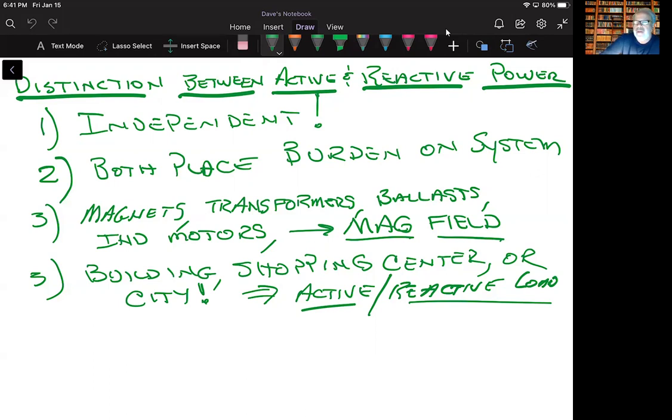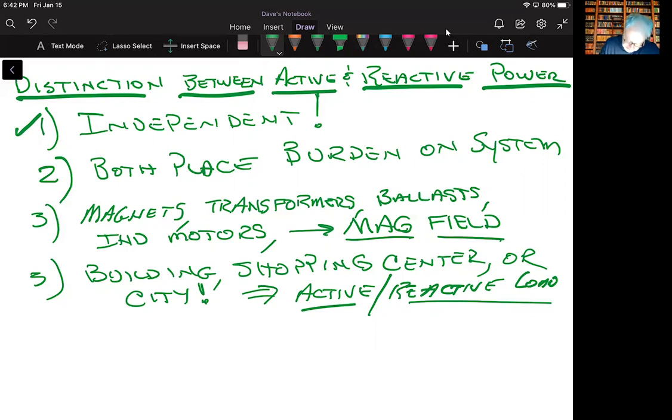The reactive part of it is simply there to provide this magnetic field source that allows these electrical machines to operate. At the same time, both active and reactive powers place a burden on the transmission line. And so, whereas active power produces real results such as heat or mechanical power or light, reactive power only represents power that oscillates back and forth.